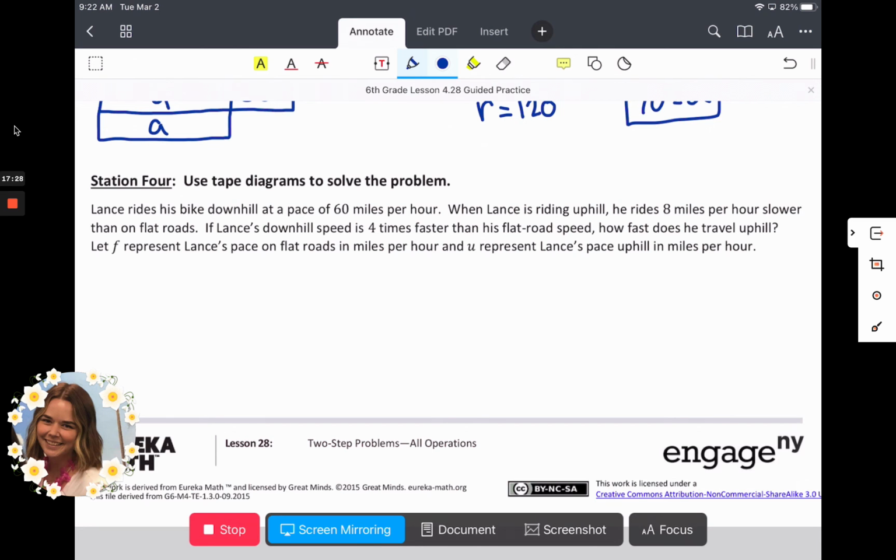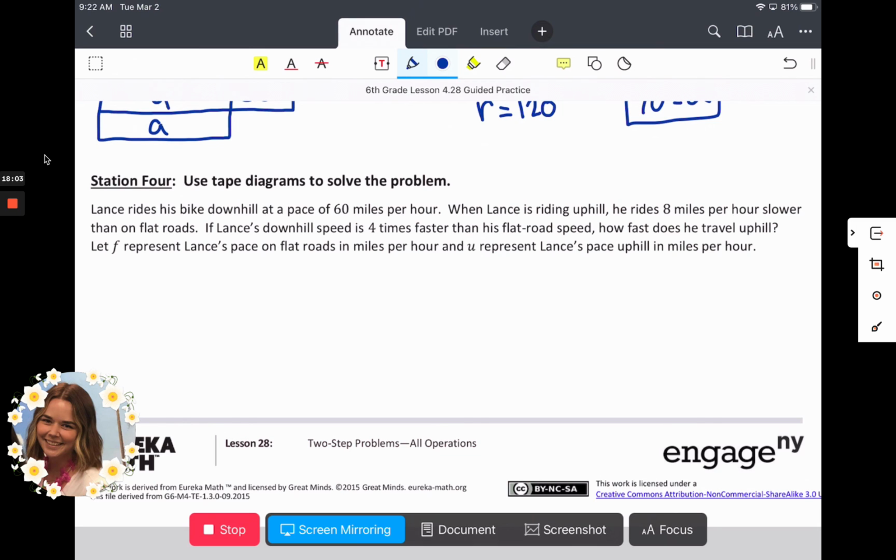This question says, Lance rides his bike downhill at a pace of 60 miles per hour. When Lance is riding uphill, he rides 8 miles per hour slower than on flat roads. If his downhill speed is 4 times faster than his flat road speed, how fast does he travel uphill? F is his pace on flat roads, and U is his pace uphill. Go ahead and pause the video here. Give this one a try on your own, and if you get stuck and want to check your answer, you can unpause.